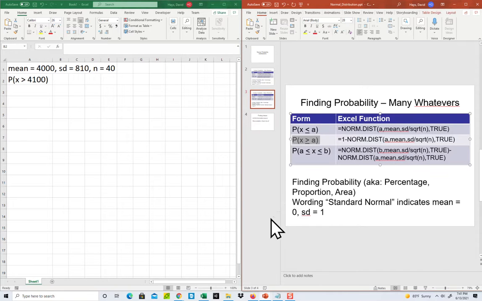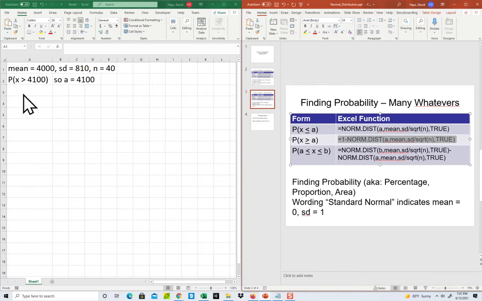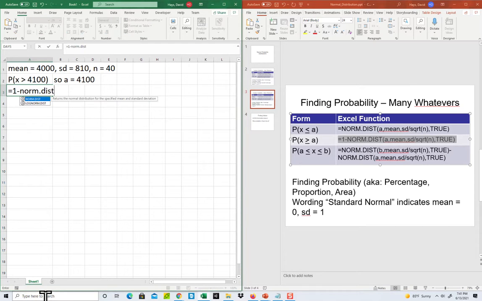Greater than case is right here, so A is whatever follows your greater than. So A equals 4,100. Plug into this formula right here. So equals 1 minus NORM.DIST of A, which is 4,100, comma mean, 4,000, comma standard deviation, which is 810 divided by square root of n, square root of 40, comma true.